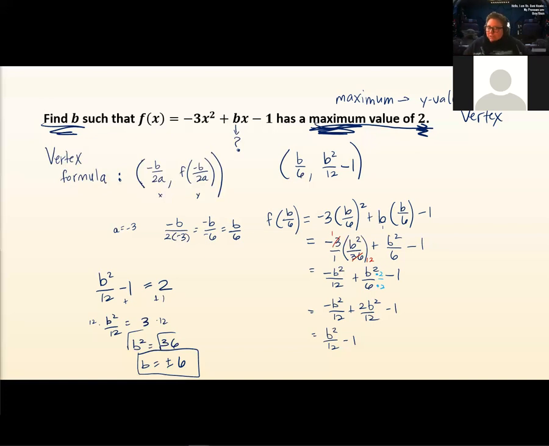Cool. So remember, if it wants you to find one of these such that there's a maximum or minimum value of something, that's our golden ticket, because that is a quadratic, which means our maximum or our minimum is our vertex. So we can use the vertex formula to solve for the missing part.